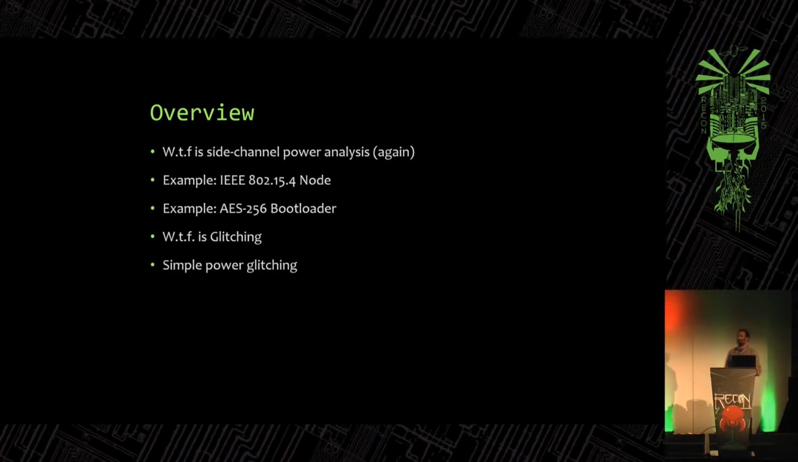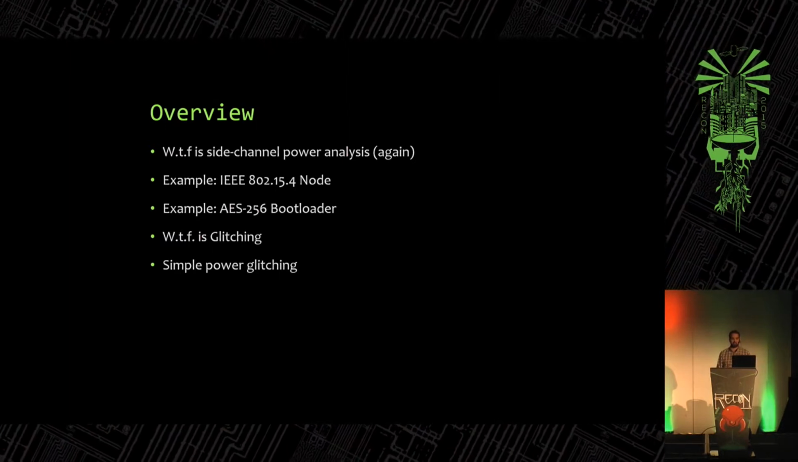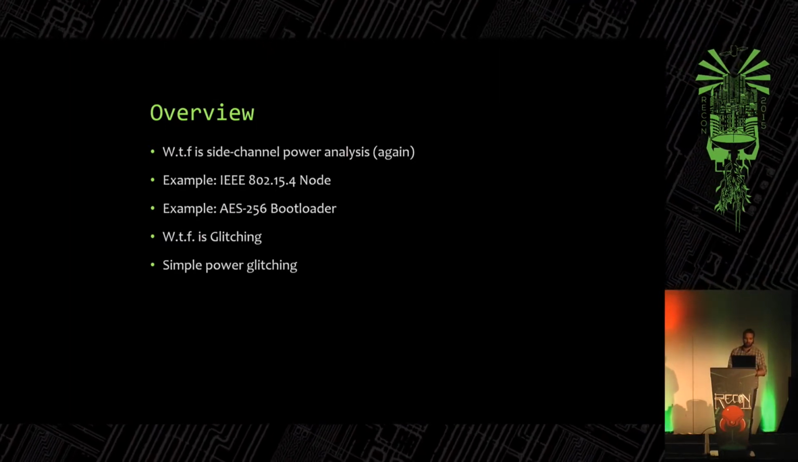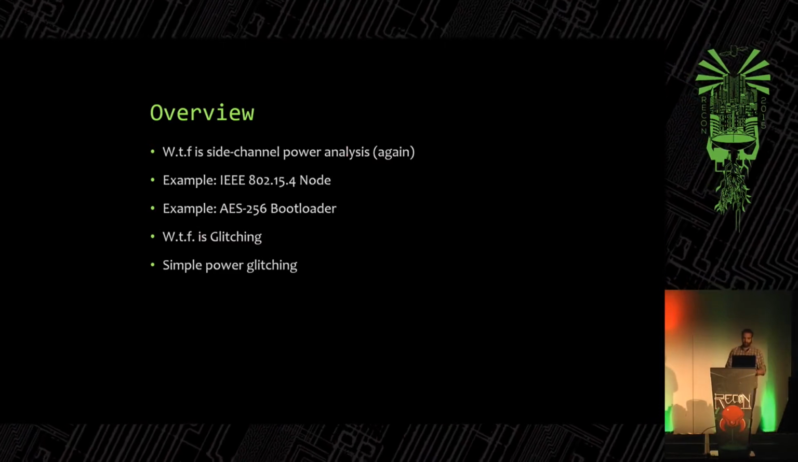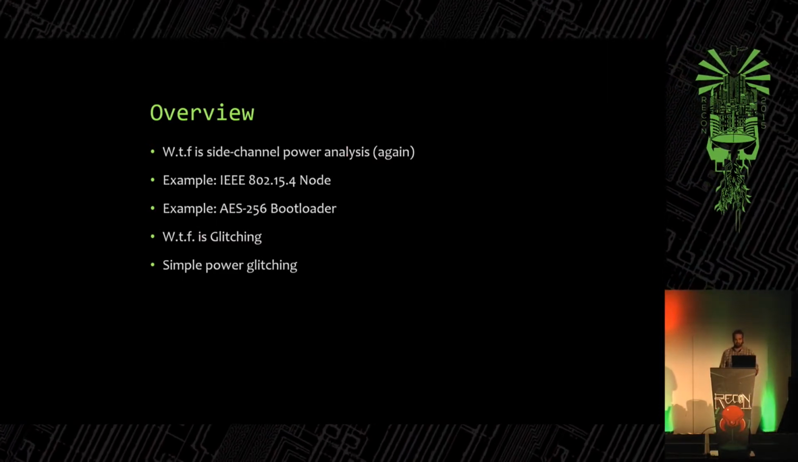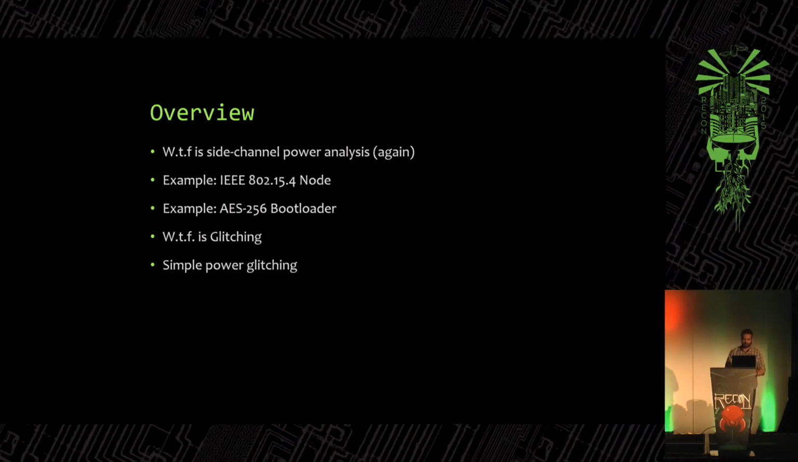I'll give you two examples of where you can use side channel power analysis on real targets. After that, I'll pretty briefly cover what glitching is, and an example of doing glitching against a Raspberry Pi running embedded Linux.